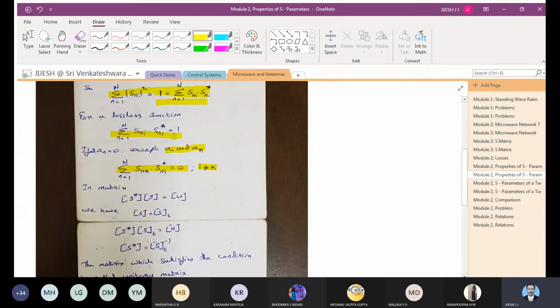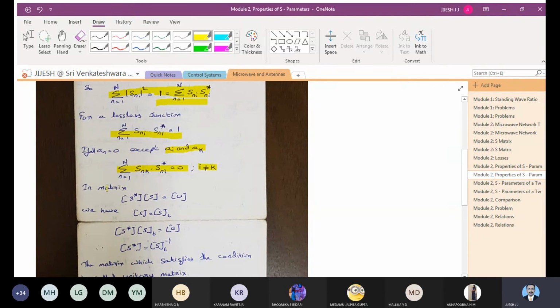So these are the two equations for a lossless junction. When you have i equal to k, you have summation n equal to 1 to N of S_ni S_ni conjugate equal to 1. And when you have i not equal to k, you get summation n equal to 1 to N of S_nk S_ni conjugate equal to 0.